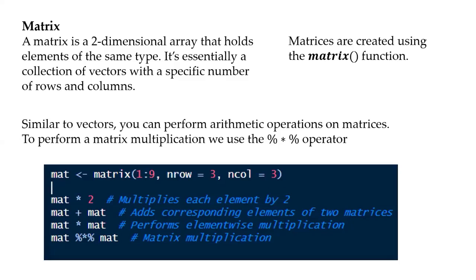So if I want to do a simple multiplication, so I want to multiply each element of the matrix by a certain number, I just do the matrix times the number, and then it will multiply each element by the number that I want. And then if I want to do normal matrix addition, that is element-wise addition, then I use the plus sign. If I want to do element-wise multiplication, then I use the single star sign. But then if I want to do matrix multiplication, then I use the percentage sign, then the star, and then the percentage sign.